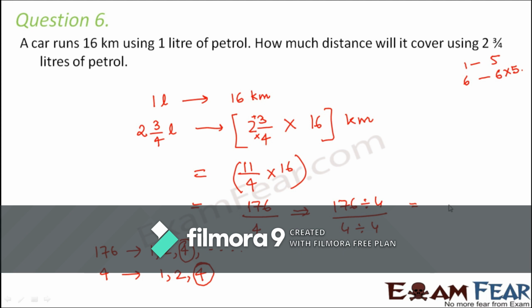So 176 by 4 is what? In fact, basically that is what we could have done here also. So this would be 44. So 44 into 4 is 176. So 44 kilometers is the distance that would be travelled using 2 3/4 liters of petrol.